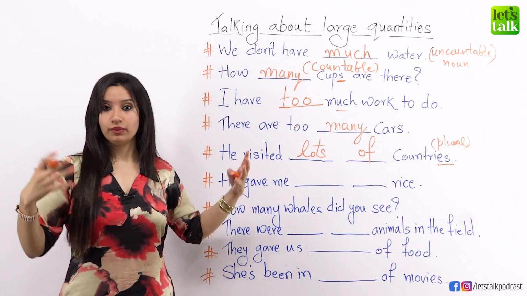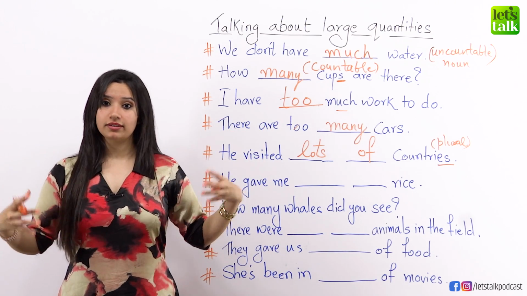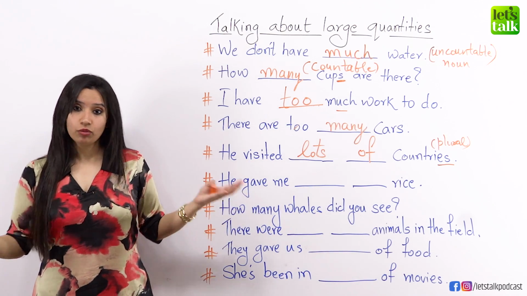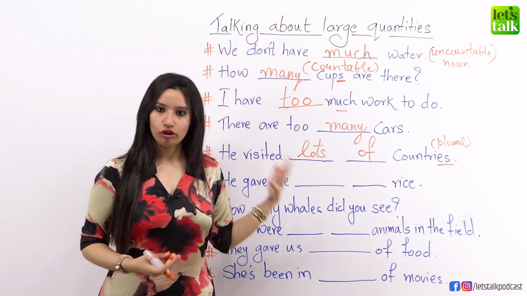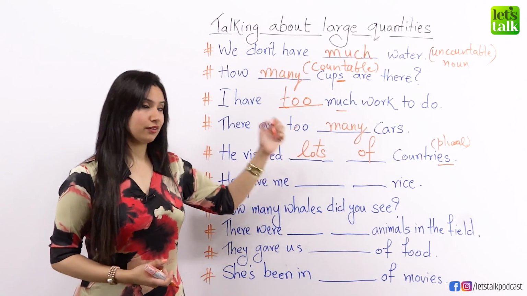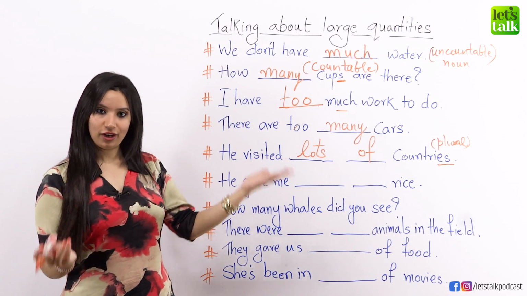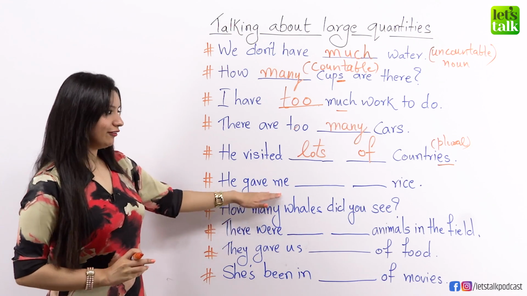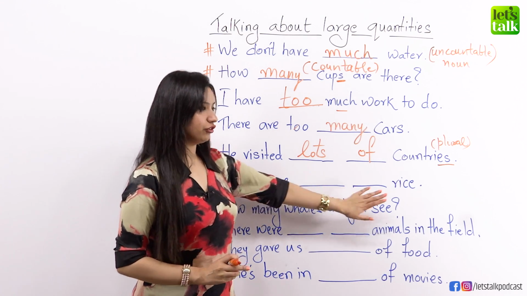So he has possibly not visited 1, 2 or 3. He has definitely visited more than 3, around 10 countries or maybe even more. So he visited lots of countries, which is another word or a phrase that you can use to talk about large quantities. The next one that we have is, he gave me dash dash rice.